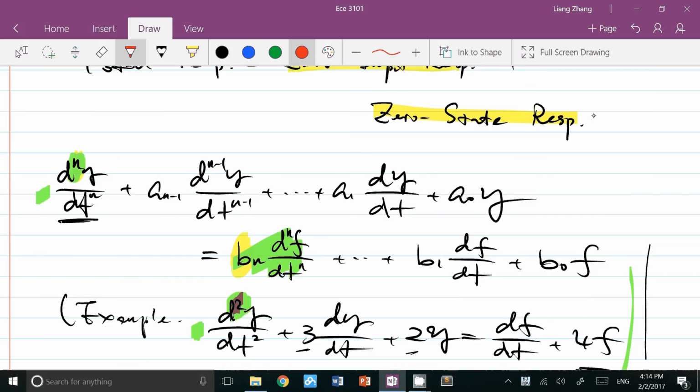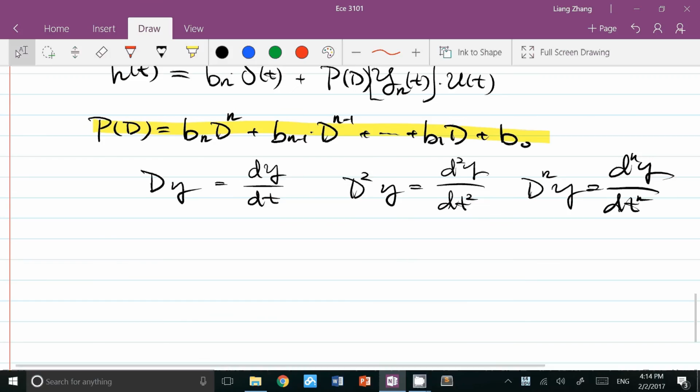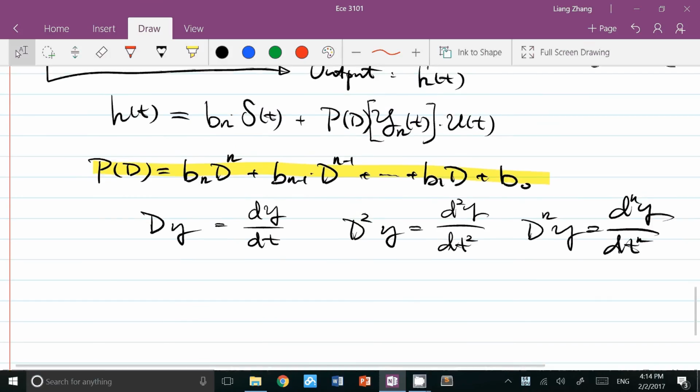Right here. Now, let's move down again. And later on, we'll use an example to illustrate how this can be done. So if p of D is like this, meaning each one of them has to be applied to this yn of t, if you want to further expand it, it should look like this.